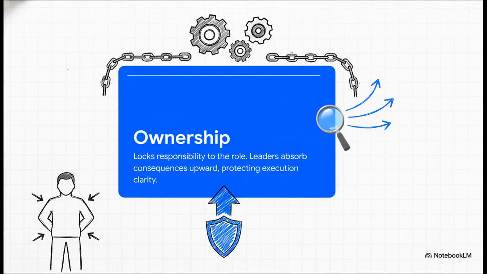Next up, ownership. This one is huge. It's a mechanism that locks accountability to the role, not the leader's mood that day. A leader with this kind of systematic ownership, they absorb the pressure. They take the hit. They don't push it down the chain. And what does that do? It creates absolute clarity and stops the blame game that just paralyzes execution.